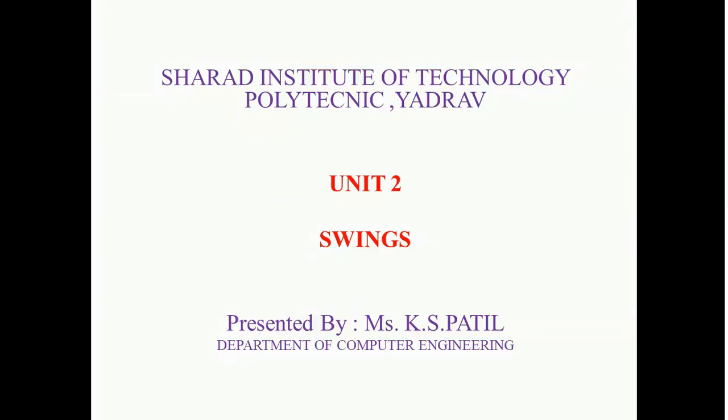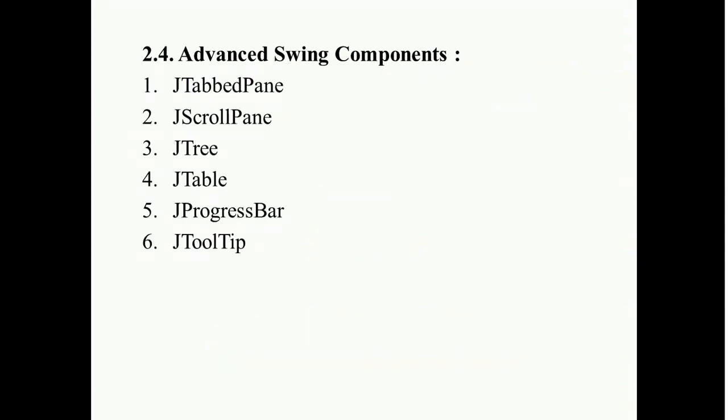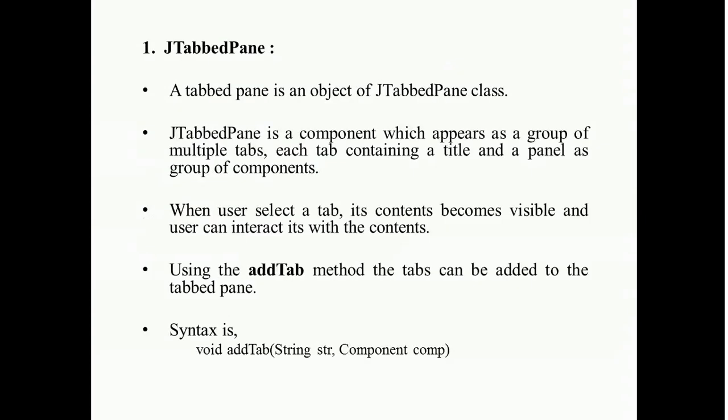In the last lecture, we saw the buttons in Swing. In that, we saw the JButton, JCheckBox and JRadioButton. Now next, let's see some advanced Swing components. The advanced Swing components are JTabbedPane, JScrollPane, JTree, JTable, JProgressBar and JToolTip. See the first one, JTabbedPane.